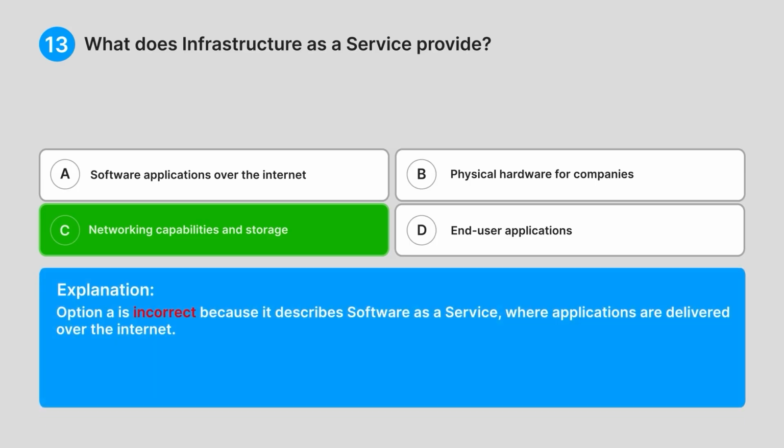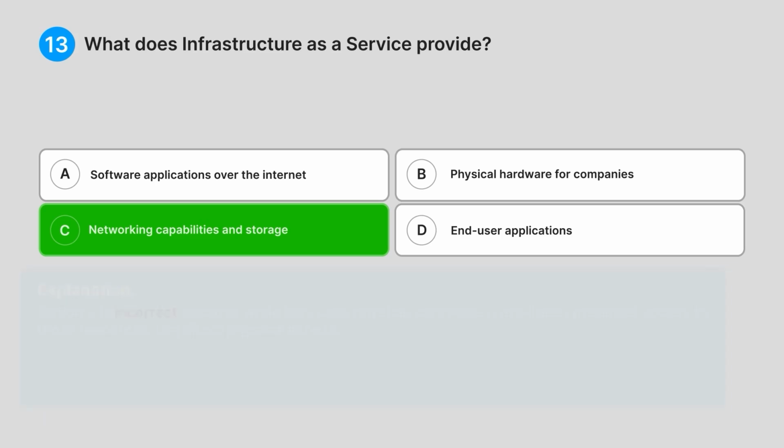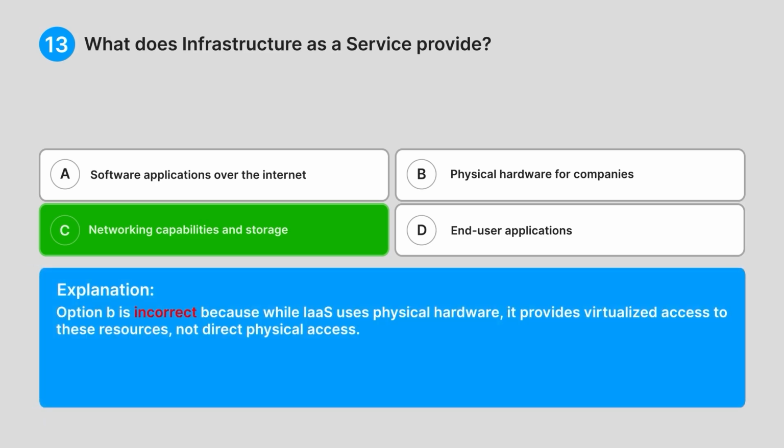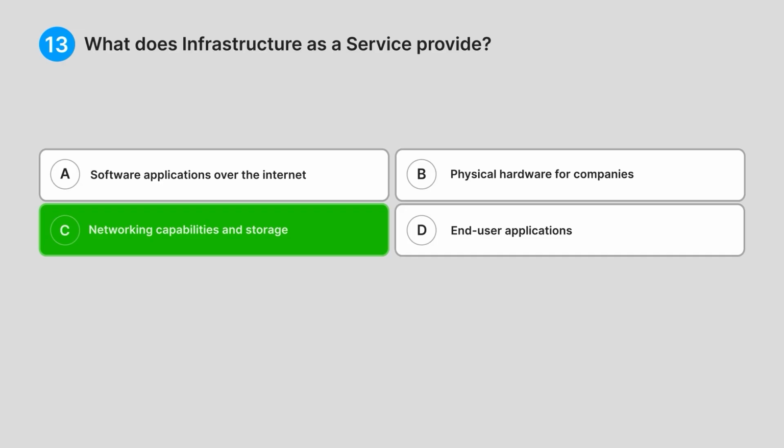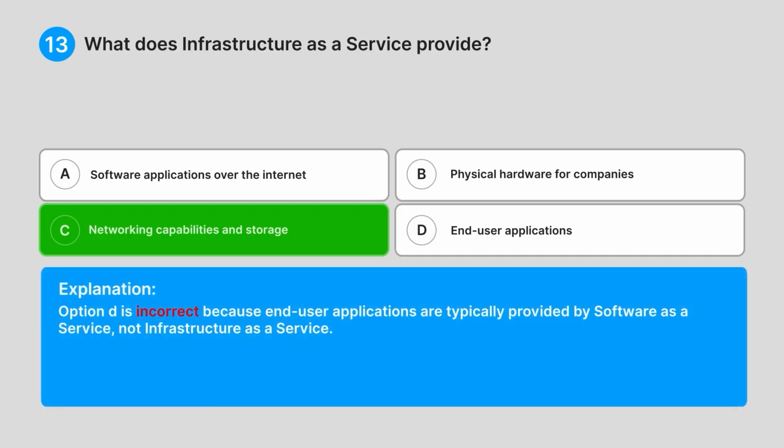Option A is incorrect because it describes software as a service, where applications are delivered over the internet. Option B is incorrect because while IaaS uses physical hardware, it provides virtualized access to these resources, not direct physical access. Option D is incorrect because end-user applications are typically provided by software as a service, not infrastructure as a service.